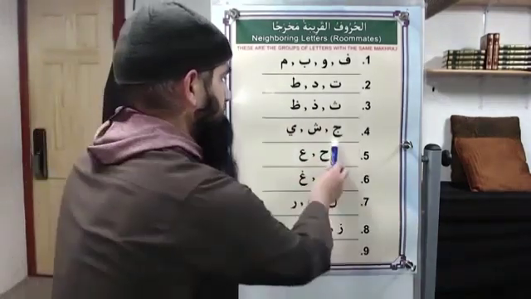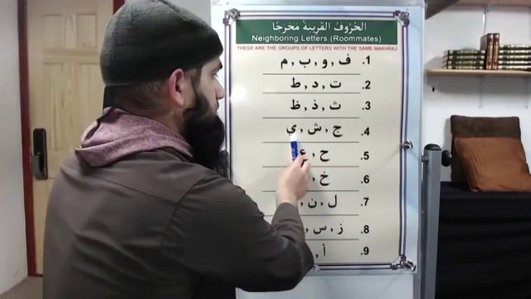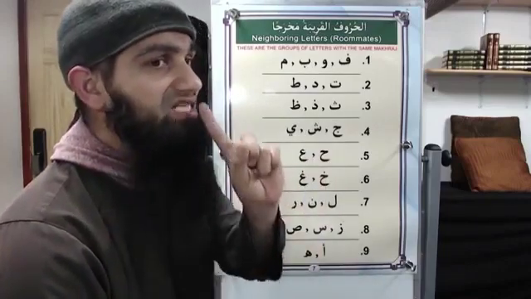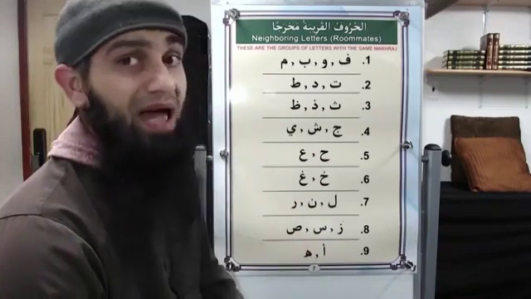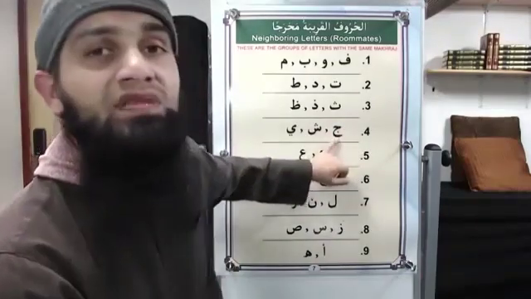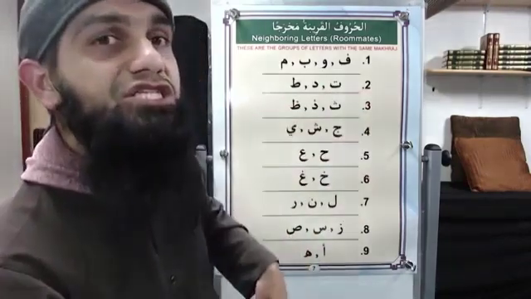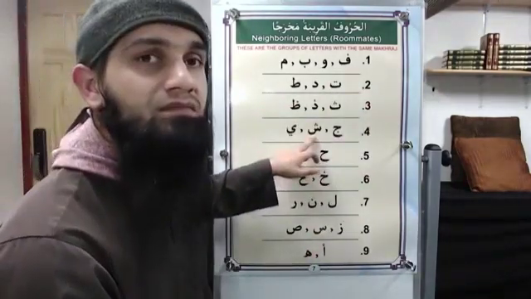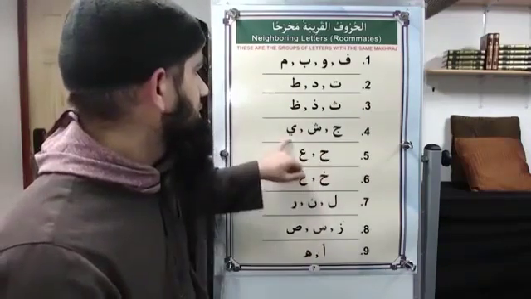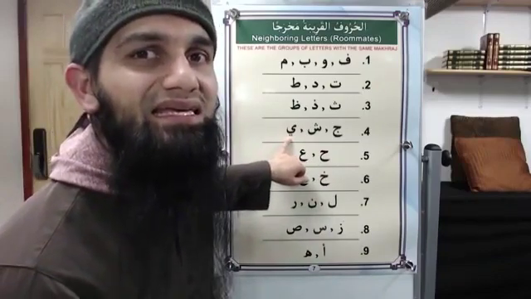Group number 4. Let's pronounce them. Jim, Shin, Ya. Okay. They come from the middle of the tongue against the middle of the upper palate. So let's put the A sound before them. Aj, you see, it touches. Ash, it's tight. Ay. It's much easier.